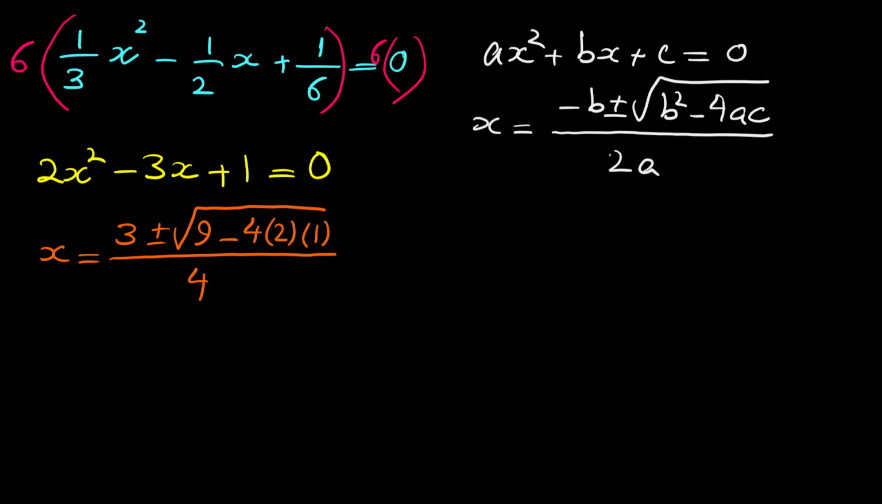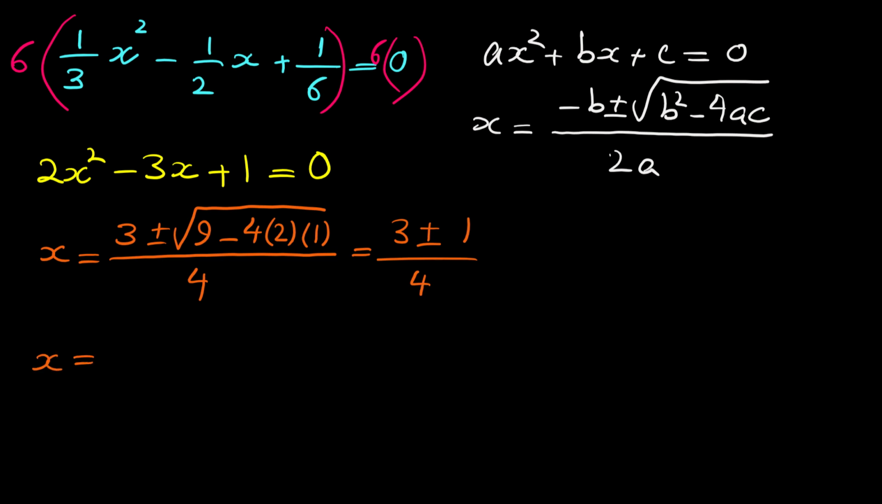Now let's simplify this. This equals 3 plus minus. Inside the radical is 9 minus 4 times 2 times 1. 4 times 2 is 8. 8 times 1 is 8. 9 minus 8 is 1. Square root of 1 is 1. So 3 plus minus 1 over 4.